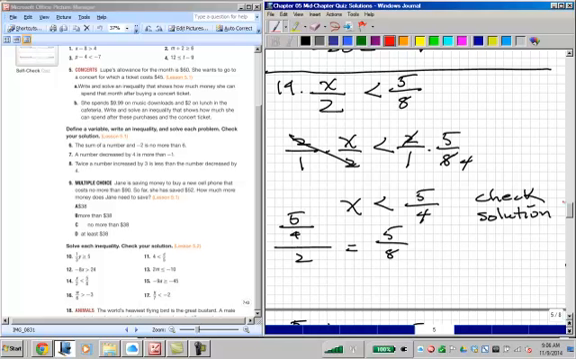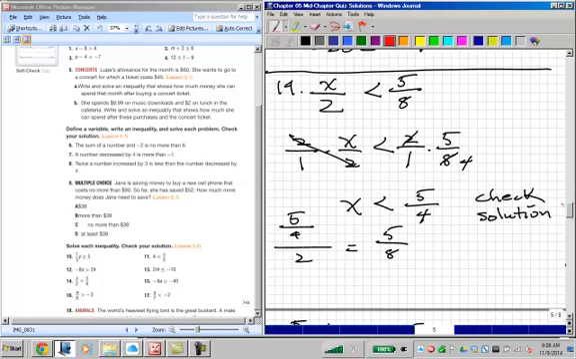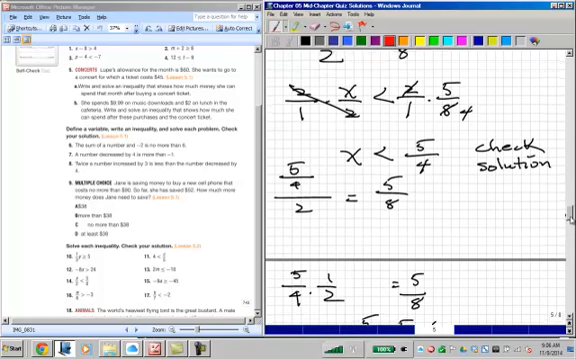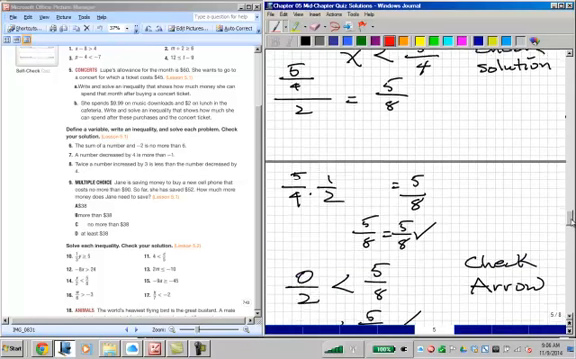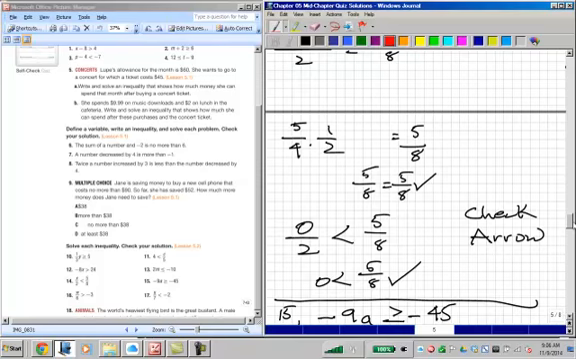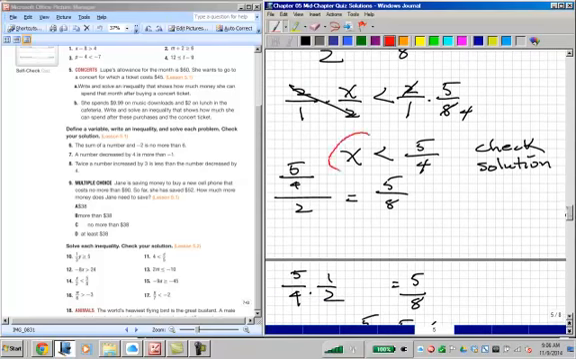So the first thing I do is plug 5/4 into the original inequality sentence, but turn it into an equation. Does 5 over 4 divided by 2 equal 5 over 8? It most certainly does. 5 over 4 divided by 2 equals 5 over 4 times 1/2, which equals 5/8. So the solution checks. Now, here's the answer: x is less than 5/4.